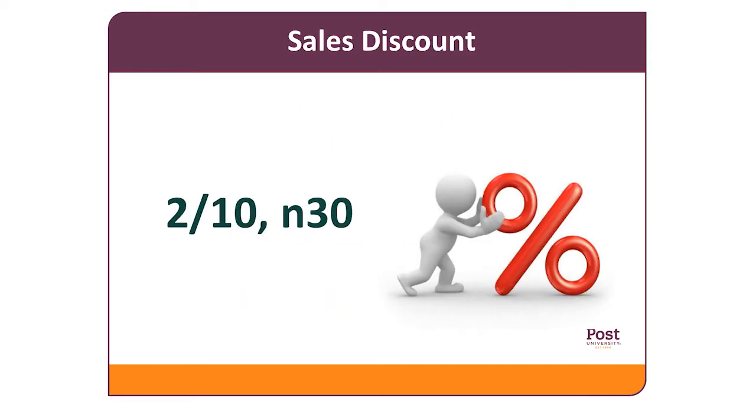Many businesses try to encourage their customers to pay early by offering a discount for early payment. They may use such terms as 2/10, net 30. This means that if you pay within 10 days, you get a 2% discount, but you must pay within 30 days. On the next slide, we will show the accounting for a sales discount.